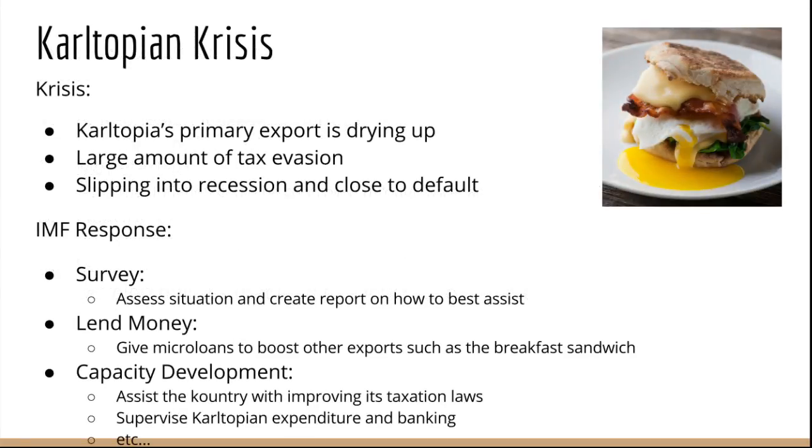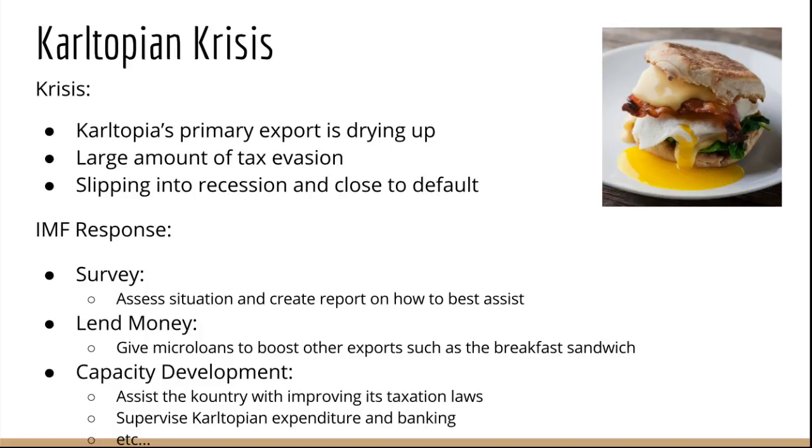To better understand all that we've told you about the IMF and their policies and way of going about situations, it's important to look at a hypothetical, such as the Carltopian crisis. This hypothetical country, named Carltopia, has a primary export of oil, and unfortunately it is drying up. This, along with large amounts of tax evasion, has led to a slipping economy, leading to recession and close to defaulting on their loans. However, being a member of the IMF does have its perks. The Carltopian government turns to the IMF in search of help, and in response, the IMF has a plan.